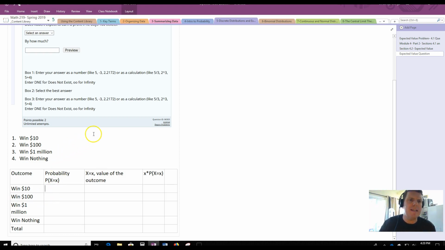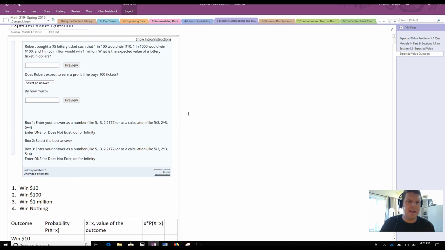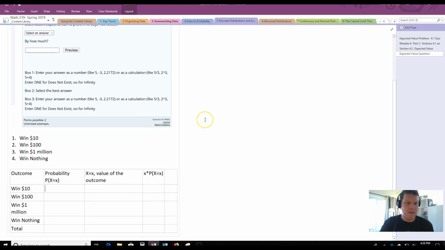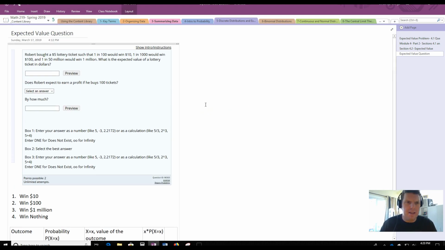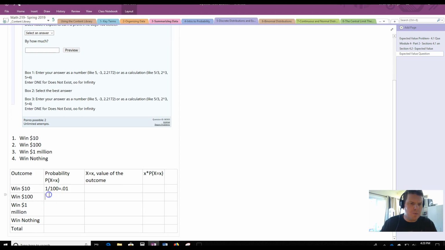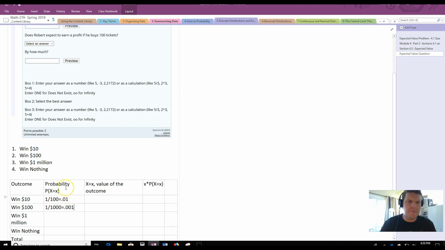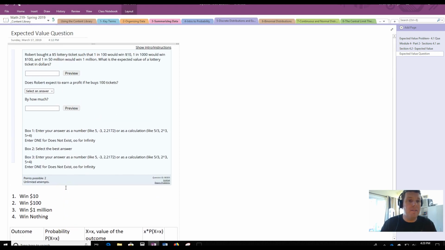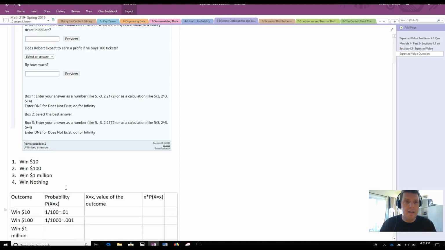The next part that we're going to need here is the probability of each one of these events occurring. So for the $10 outcome, it's 1 in 100 will win $10. So it's 1 out of 100, which equals 0.01. We're going to use the decimals in a little bit. Then we have 1 in 1,000 would win $100. So that's 1 out of 1,000, which equals 0.001.